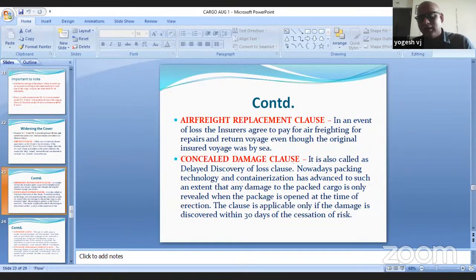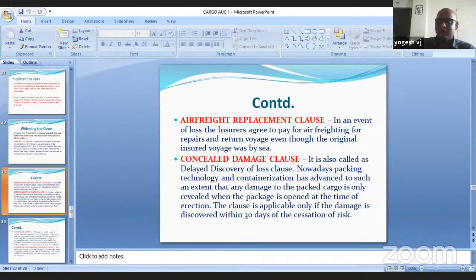What if the goods are coming by container? It is very difficult to analyze concealed damage when the goods come by container. Let us say a container has arrived and is lying at Nhava Sheva Port. The person goes after 2 months, opens the container and says, "All these goods are damaged. I want cover for this because I have taken marine insurance." The concealed damage clause has a period of discovery of 30 days. Within 30 days, this loss should be discovered. Otherwise, it is not covered. It is also called the delayed discovery of loss clause.